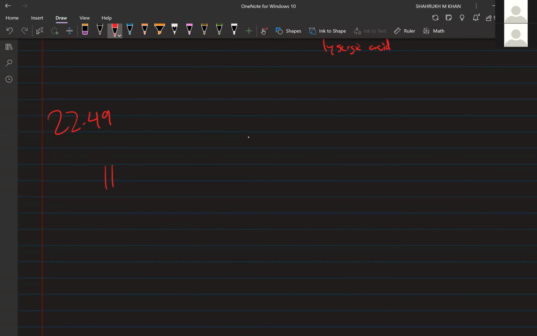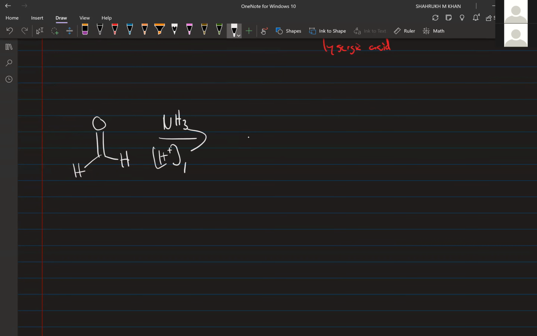We have formaldehyde. Let's change colors. And technically we have NH3, and then we have H+, and I think it's sodium cyanoborohydride. That's what it's called. And then out of that, you just get a simple methylamine, right? So CH3 and H2, right?